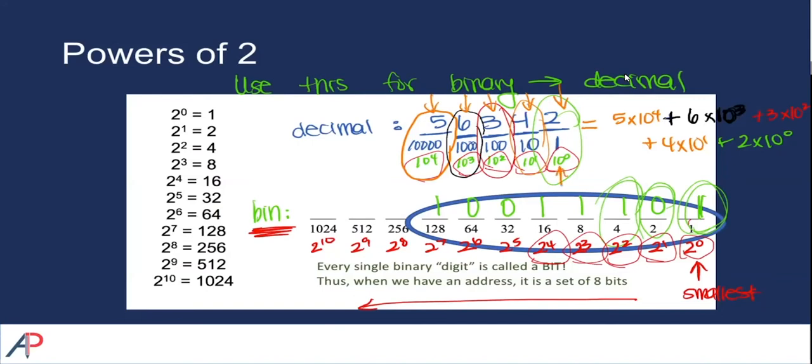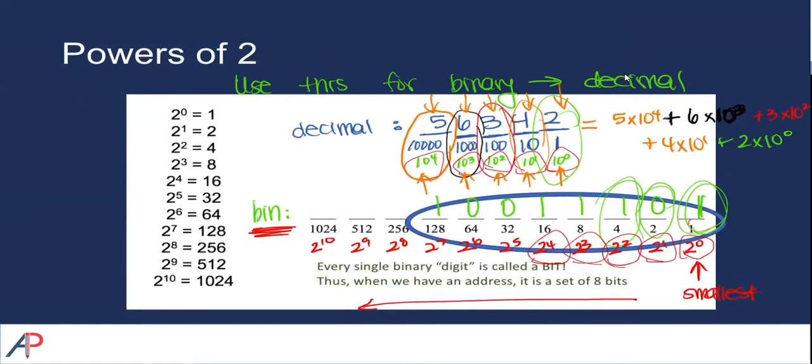The ones place is 10 to the 0 power. The tens place is 10 to the first power. The hundreds place is 10 to the second power. The thousands place is 10 to the third power. And the last place value that is available to us in this number is 10,000, which is 10 to the fourth power.